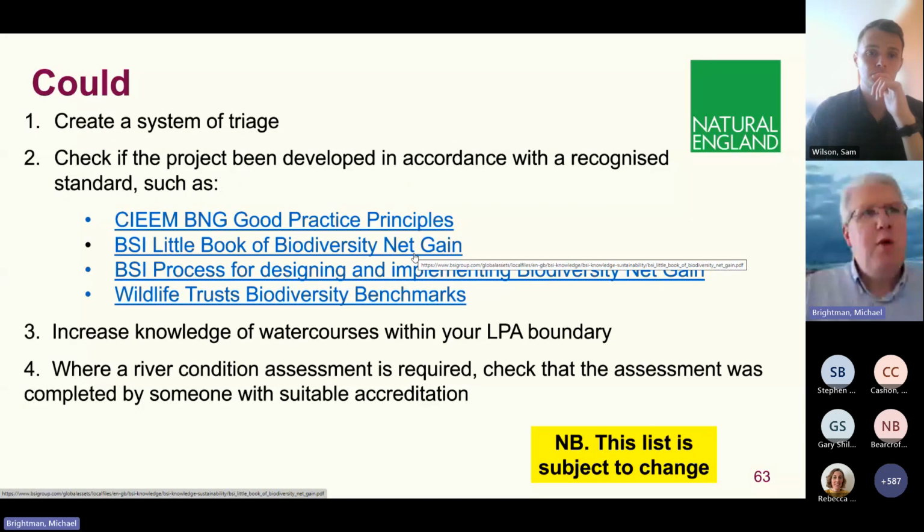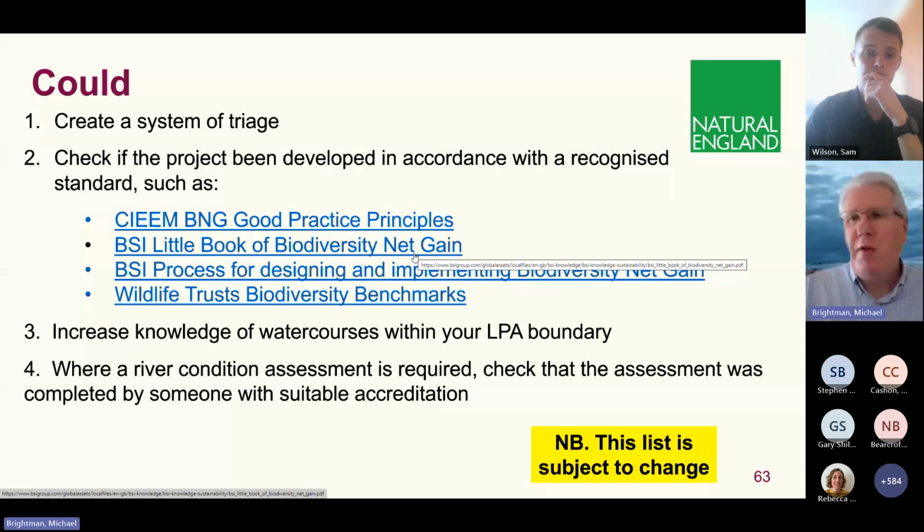LPAs could also start to increase their knowledge of watercourses within their LPA boundary and upstream and downstream of those rivers and streams. The starting point for that would be by reference to local nature recovery strategies, which will begin to capture the information on watercourses. In the past, as you will all know, watercourses have often been ignored as part of planning applications, but now they have to be fully considered.